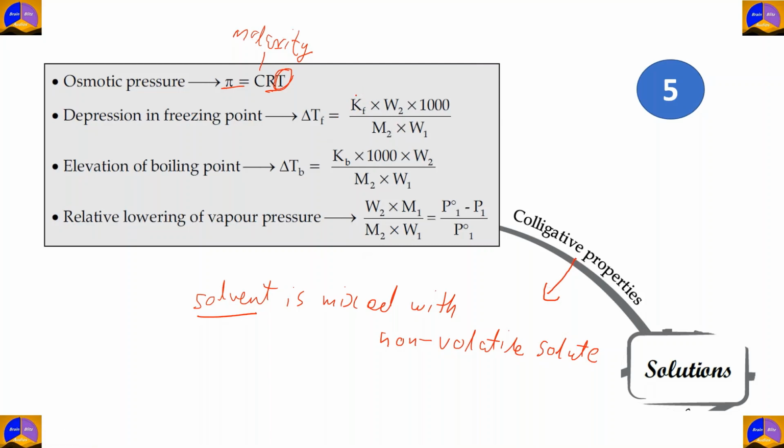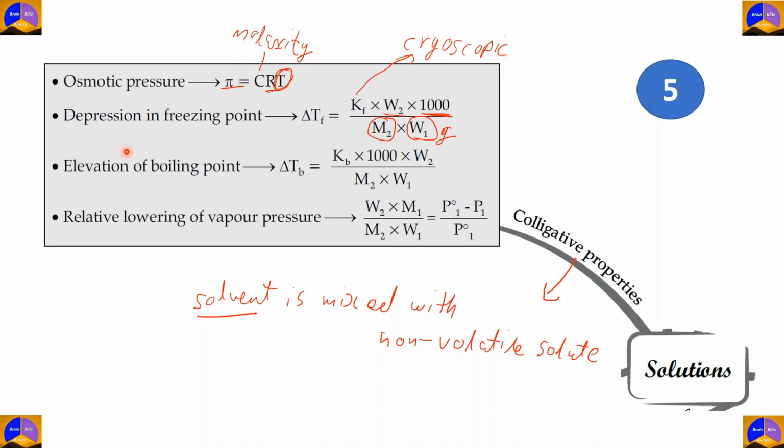Kf stands for freezing constant or cryoscopic constant. W2 stands for weight of the solute. M2 stands for molar mass of the solute. W1 stands for mass of the solvent in grams, and it is converted using 1000 to kilograms. So the final formula is Kf into W2 into 1000 divided by M2 into W1.